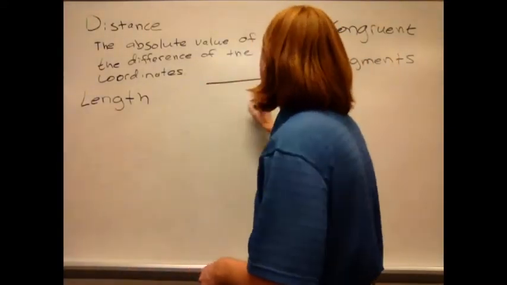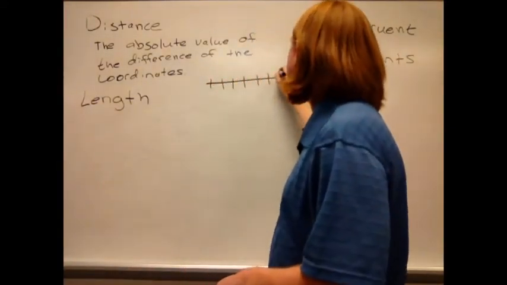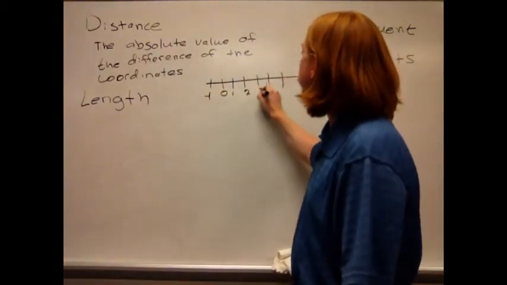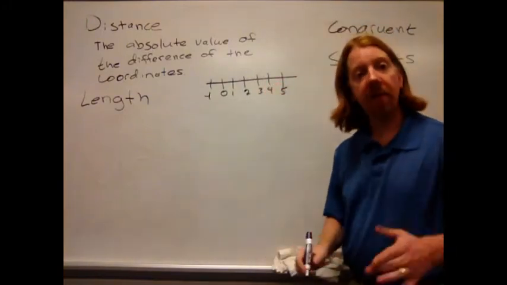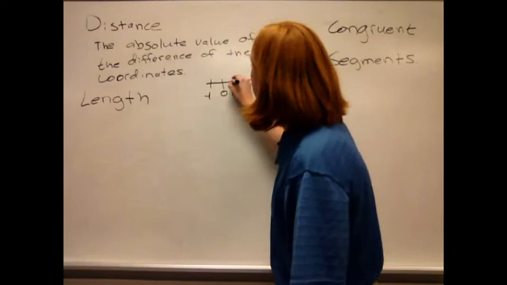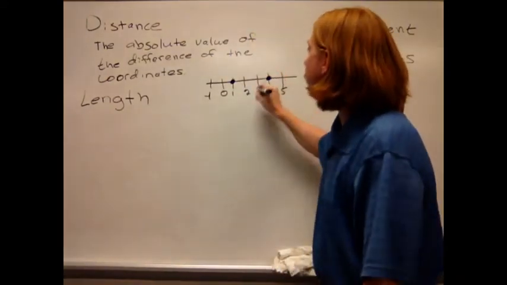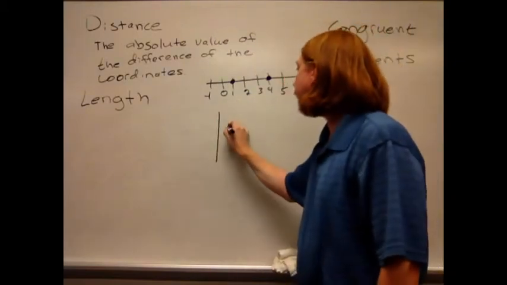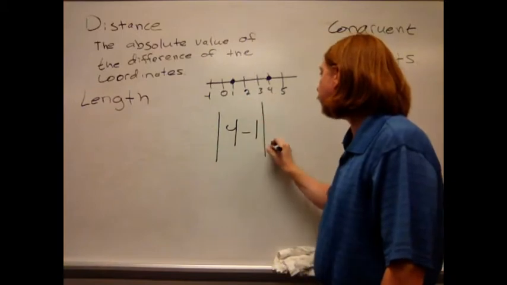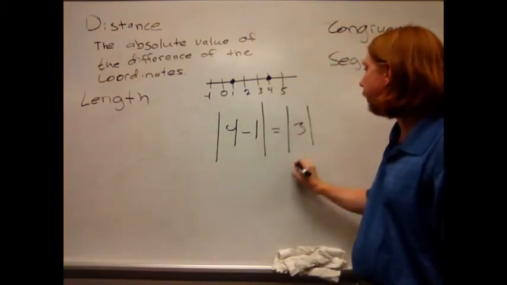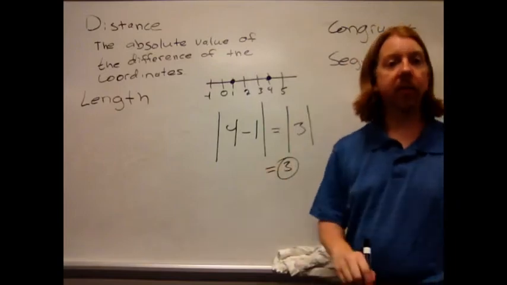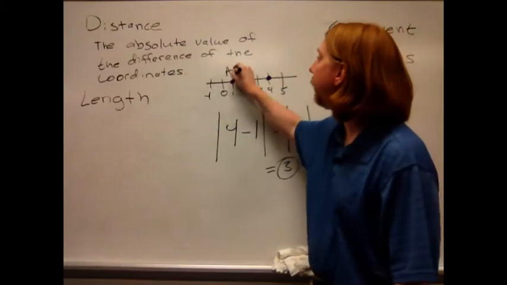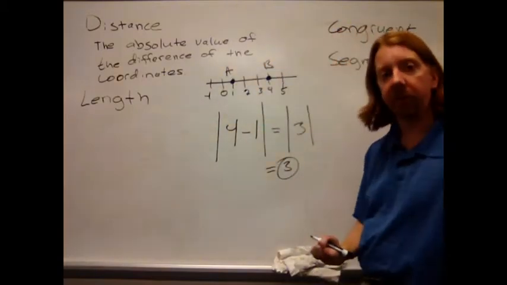That is, if I have a number line, here's 0 on my number line. Here's -1, 1, 2, 3, 4, and 5. And on my number line, I have a point, let's say here at 1, and a point here at 4. Then the distance between 4 and 1 is the absolute value of 4 minus 1, which is the absolute value of 3, which is simply 3. So the distance from 1 to 4, or the distance between A and B, would simply be 3.